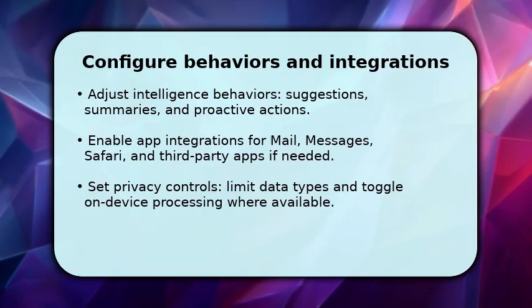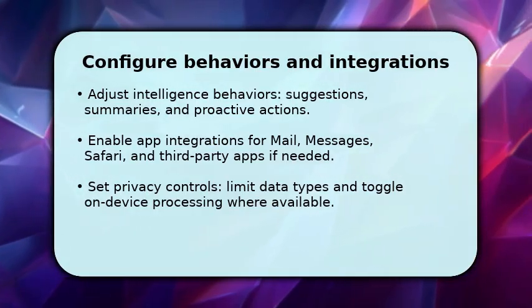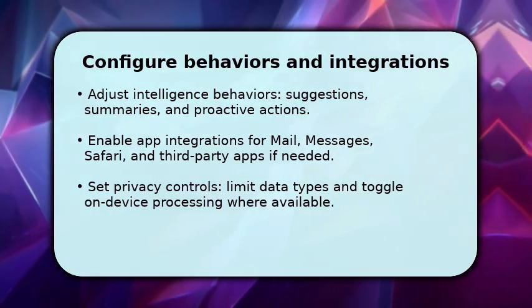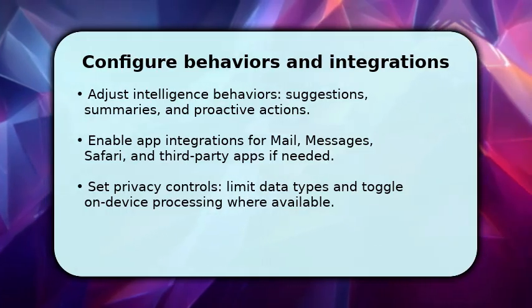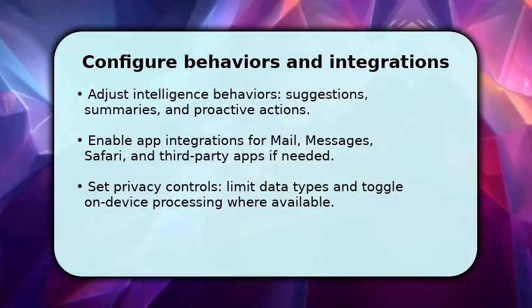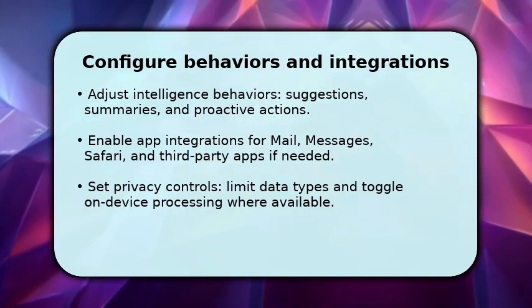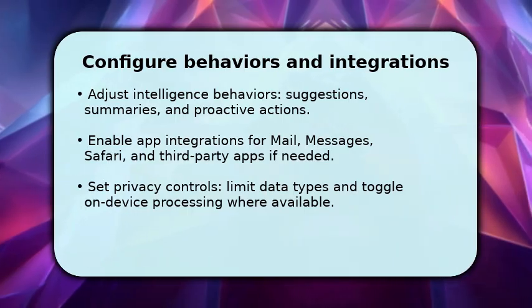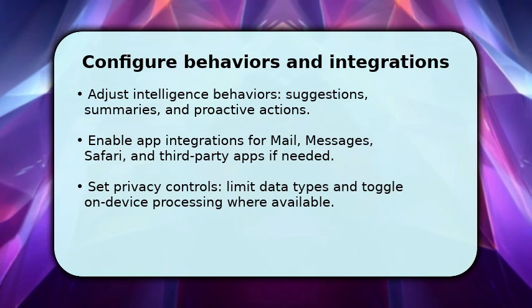Now you refine how Apple Intelligence behaves. Open the Intelligence settings and customize suggestions, summaries, and proactive shortcuts to match your workflow. This controls when and how it surfaces help. Next, enable integrations for Mail, Messages, Safari, and any supported third-party apps so Intelligence can read context and offer actions. Make sure to set privacy controls, limit data types, and prefer on-device processing where possible. That balance keeps personalized results while minimizing data sent to servers.